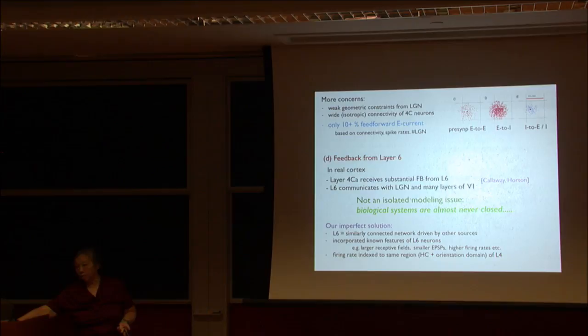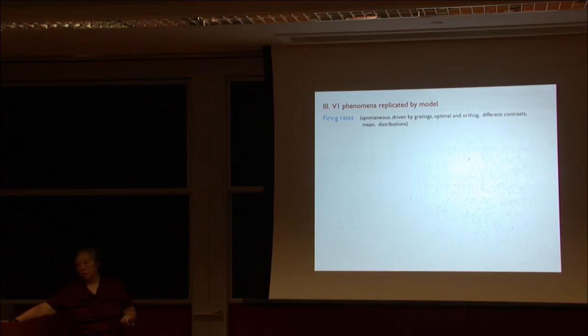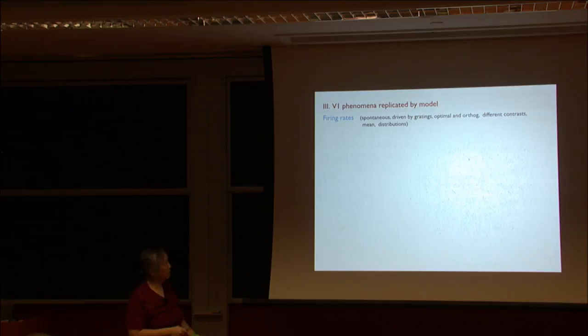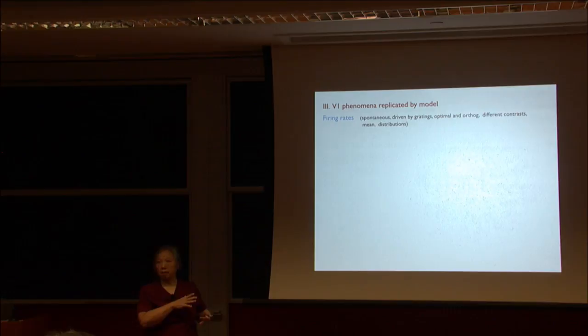Now I want to tell you about the phenomena that we were able to replicate. This is just a quick list, and then I want to show you pictures. The first thing is firing rates. That's the most basic thing. Firing rate is not one number. There's spontaneous firing rate. There's driven firing rate. There's driven at different angles, driven orthogonally. There's E cells, there's I cells. There's the mean, there's the distribution. There are dozens of data for firing rates that we tried to match.